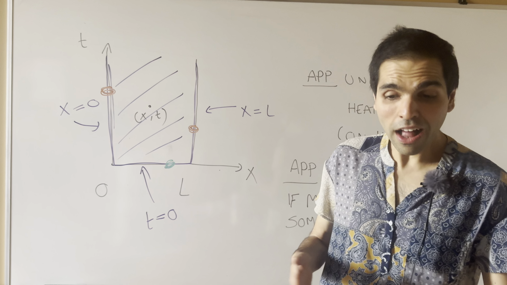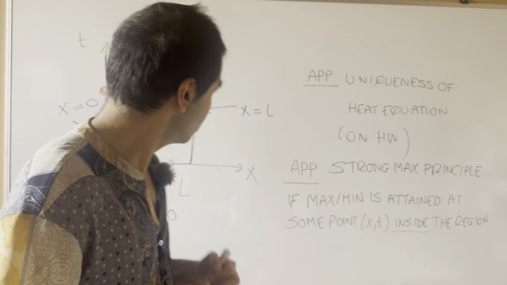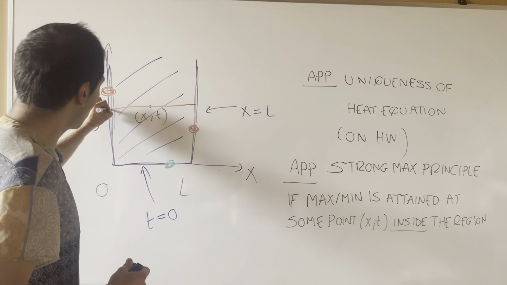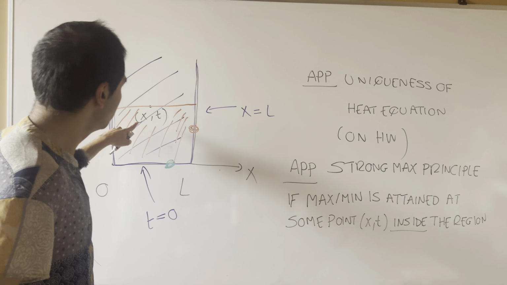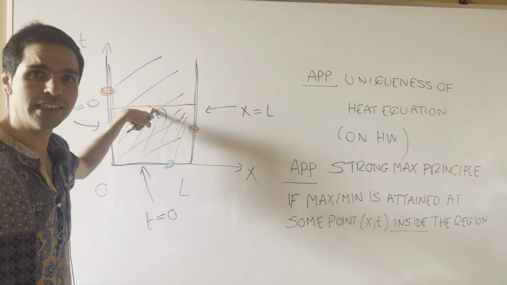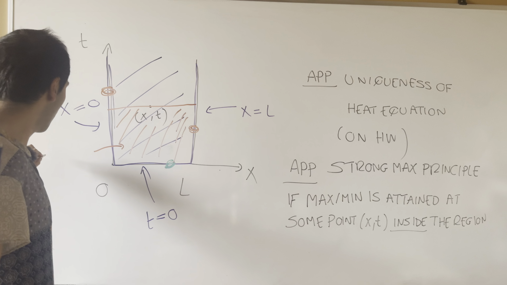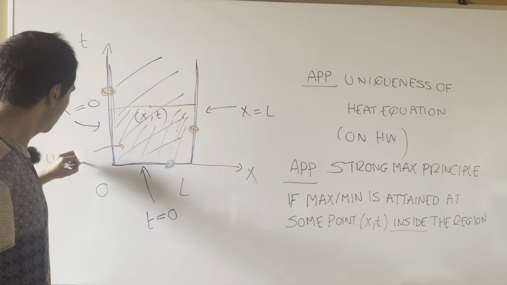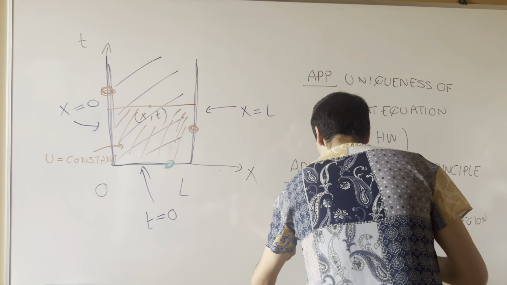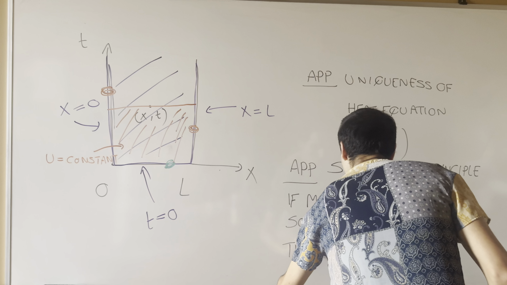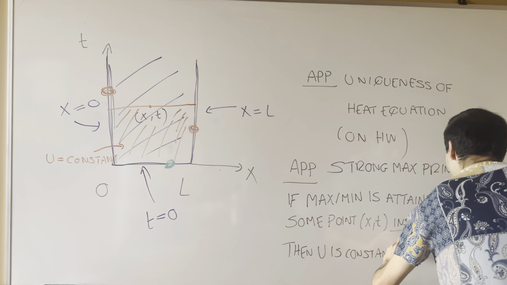then while it is not true that u is constant everywhere, it is still true that u is constant up to that time t. So in this case, if the maximum is attained at this point, u is constant anywhere before that point. Constant. So let me write that down. Then u is constant up to t.